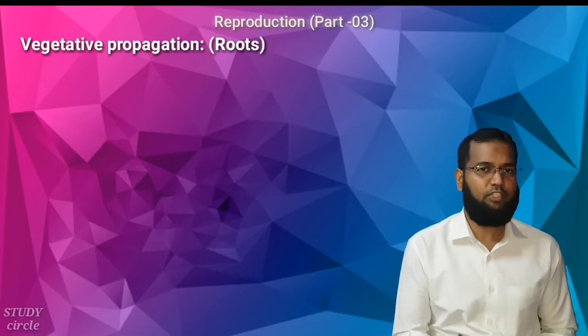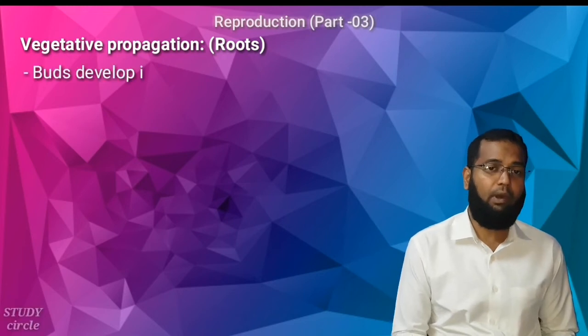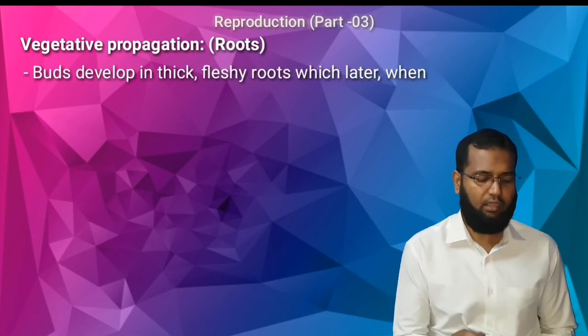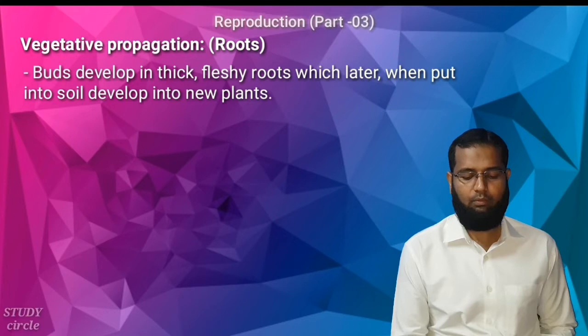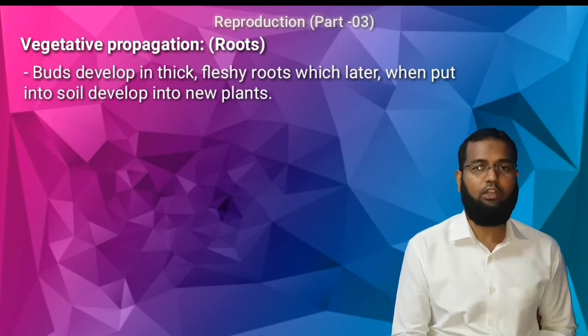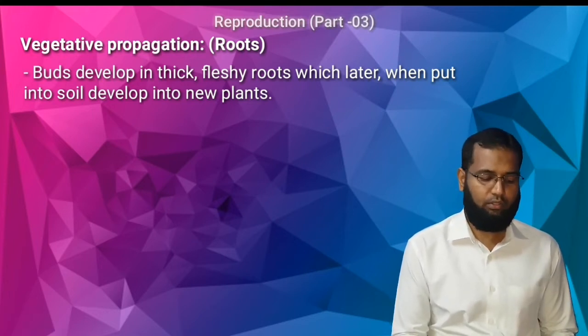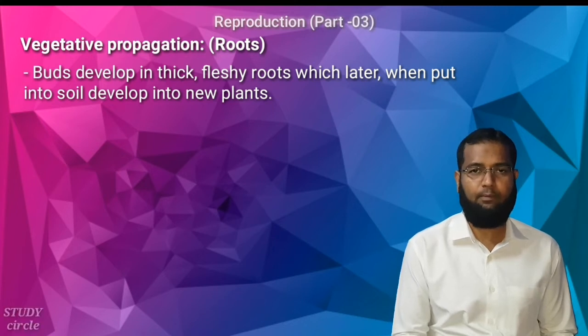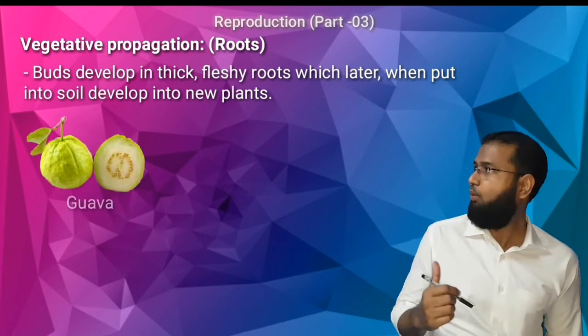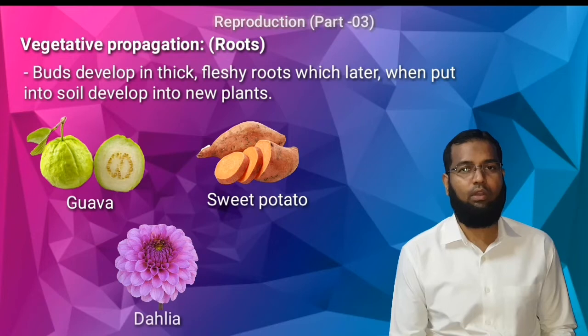In this type of vegetative propagation, the plants develop thick fleshy roots which, when put into the soil, develop into a new plant. You will be able to see these features in plants like guava, sweet potato and dahlia.